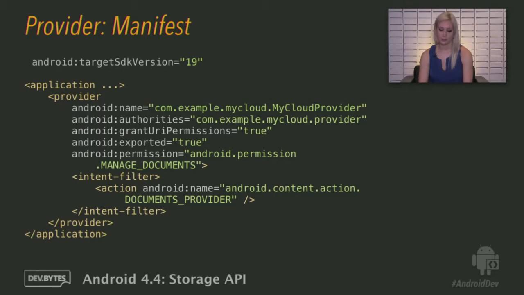So how to implement this? First of all, in your manifest, set your target SDK to 19. Next, add your provider. Your provider name in the manifest is the name of your Java class for your content provider. Mine is called MyCloudProvider. Name your authority your package name plus provider. Your provider should be exported because you want other applications to see it, namely the system. Also, add the MANAGE_DOCUMENTS permission.